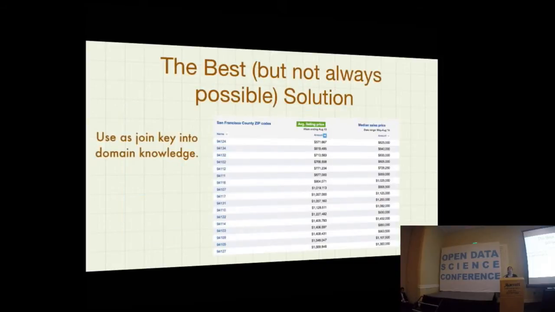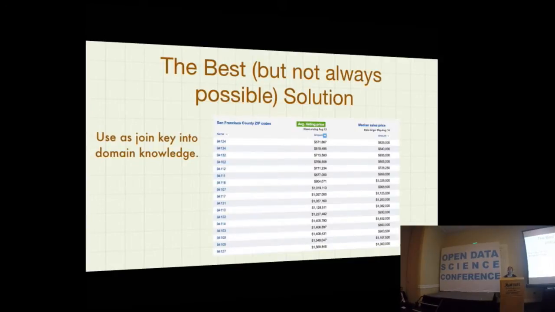Well, the best thing to do with this is to remember that when you have something like zip code or business code or some other categorical variable that has a lot of possible values, usually this is a stand-in for some additional information. For example, zip code is often standing for demographics about the people who live in that region. The average price of their house, or their average income, or the size of their family, or whatever. And so, when possible, the best thing to do with categorical variables like that is to use them as a join key into domain knowledge.